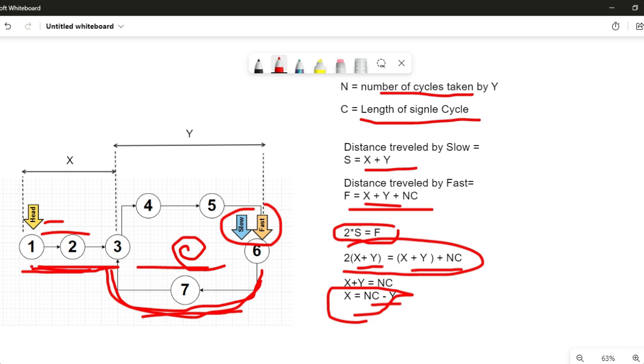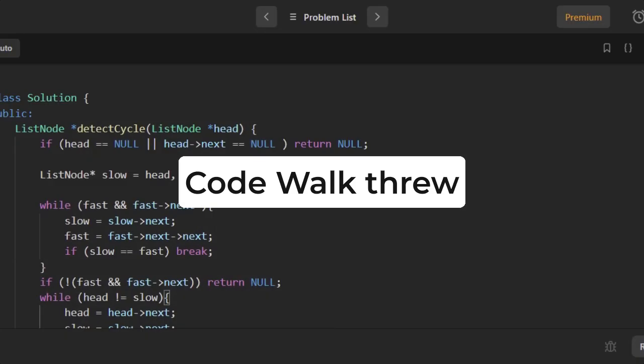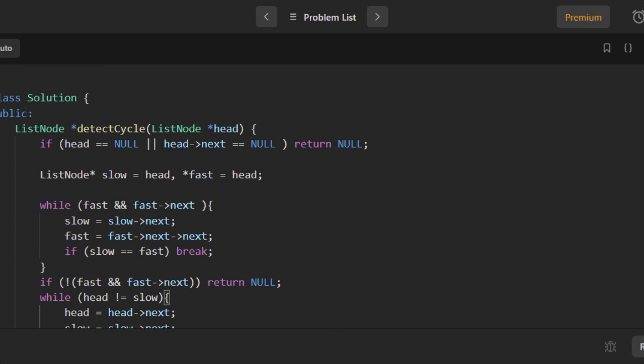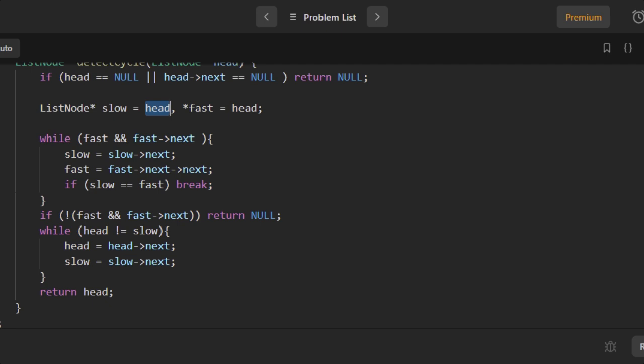So let us quickly jump to the code, and here is the code for this question. First of all, we will check if head is null or head next is null. We will simply return null, because if there is a single node, there will be no cycle at all. And we will assign our slow to head, our fast to head, and we will run a loop until we find slow is equal to fast, and we will break that.